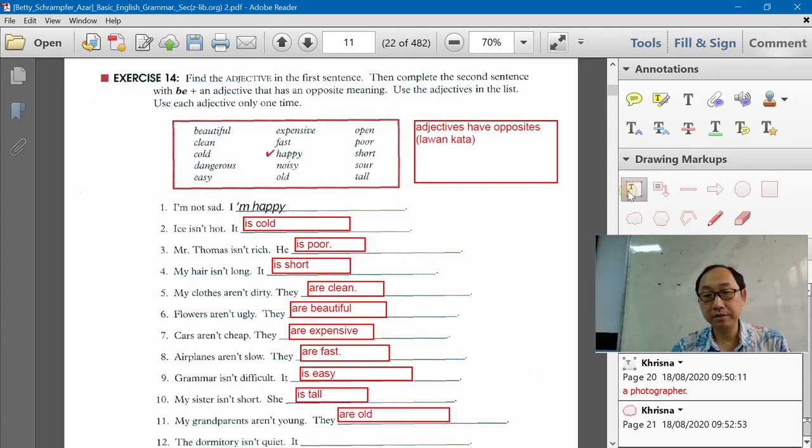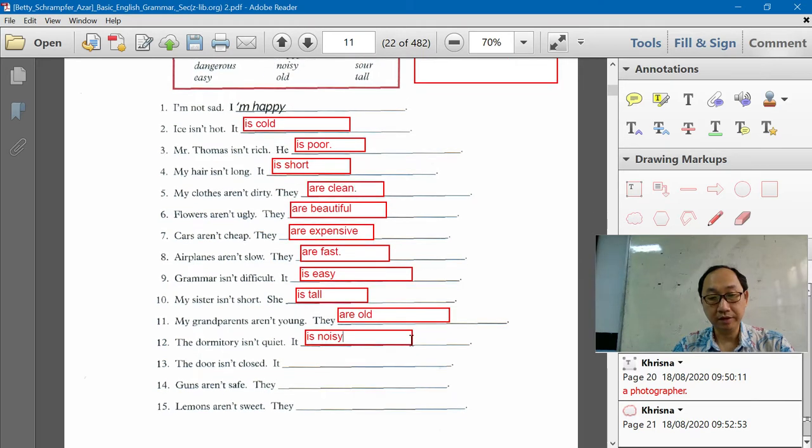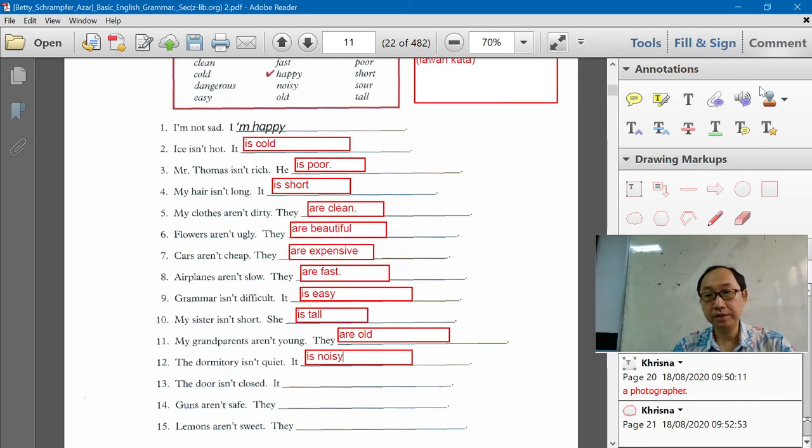The dormitory isn't quiet. Dormitory means asrama, yeah, a place for students, living for students, it is noisy. Yeah, so it's the opposites, right? And we have a few more questions. The door isn't closed. The answer is it is open. Open is an adjective. Guns aren't safe. They are dangerous.